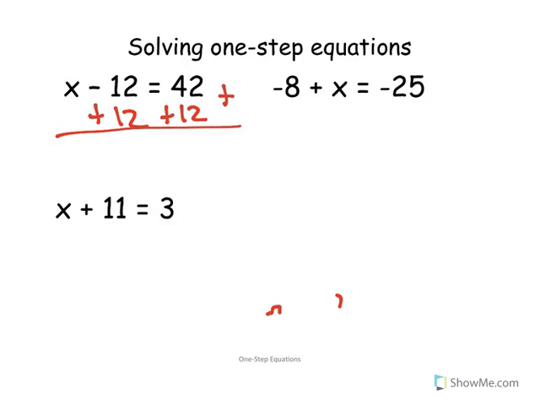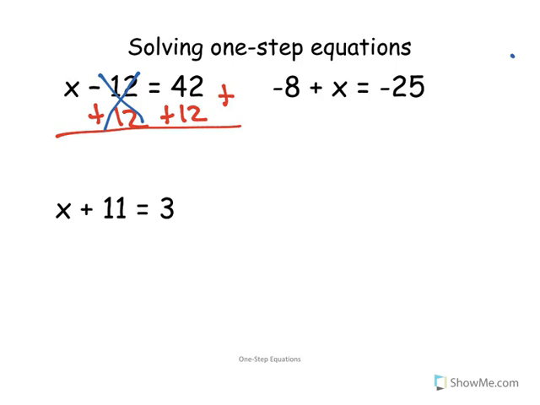Negative 12 plus positive 12 is 0. So in math, you're going to see me do things like this, where I cross something out. A lot of the time we'll use language like, I canceled it. And if we were in class, I would say, well, what does that mean that you canceled it?